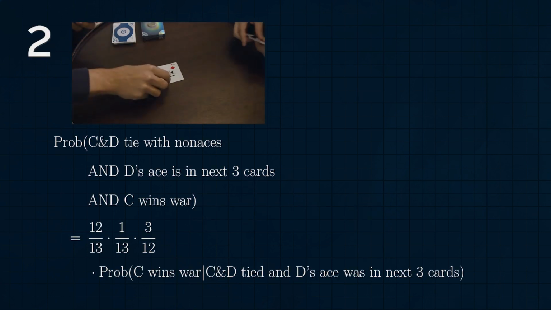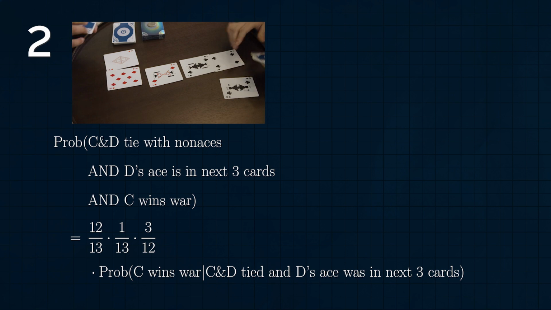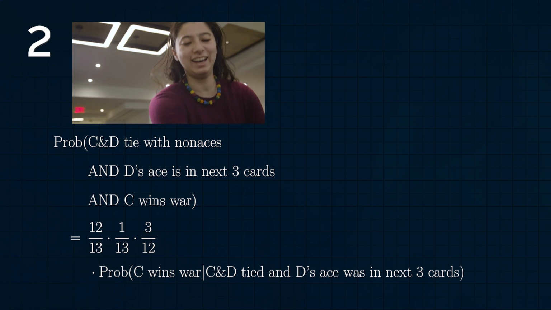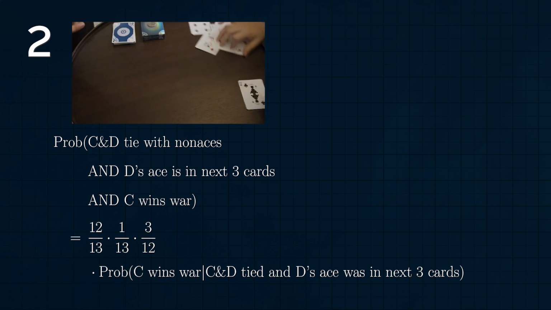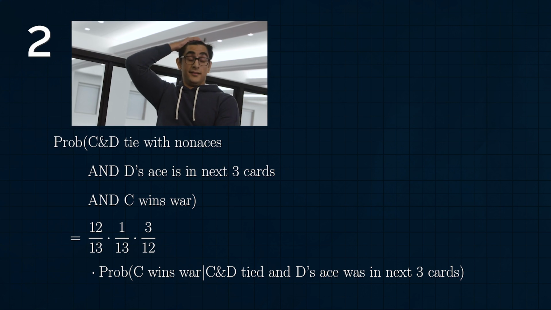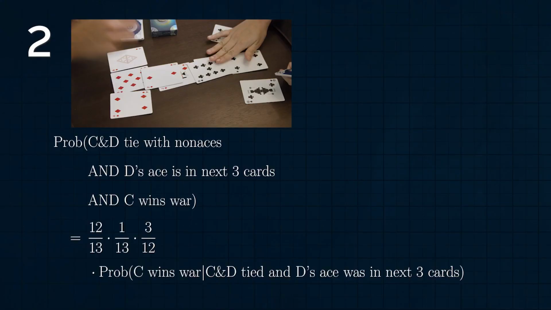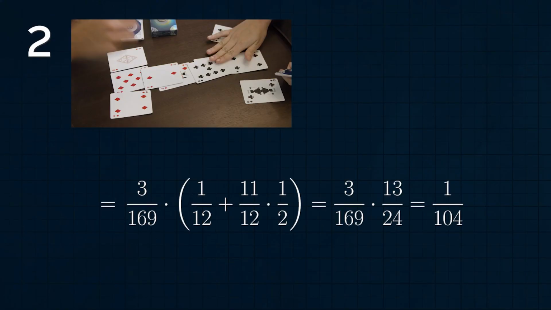In the second scenario, we have the probability of Clara and Damien tying with non-aces, and Damien's ace is in the next 3 cards, and Damien loses the war. That's 12/13 times 1/13 times 3/12 times the probability Clara wins the war given they tied and Damien's ace was in the 3 extra cards. The easiest way to compute this last factor is to split it up into the case where Clara draws her ace or doesn't. When she draws her ace, she always wins against whatever Damien draws. Given she didn't draw her ace, her deck is identical to Damien's, so she has a 1/2 chance of winning the war. So this probability simplifies to 1 over 104.